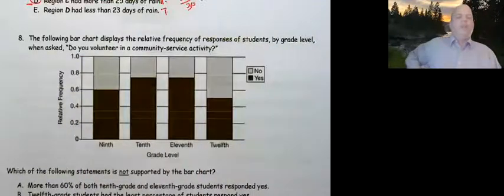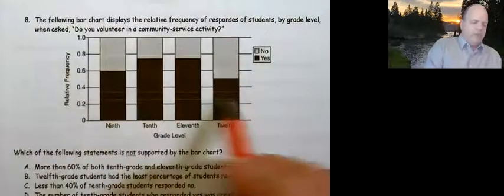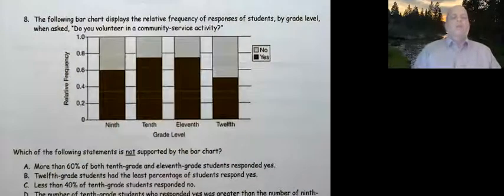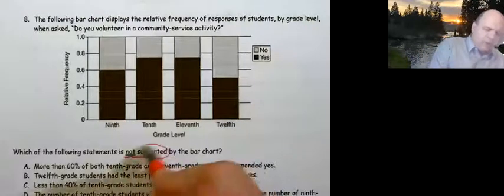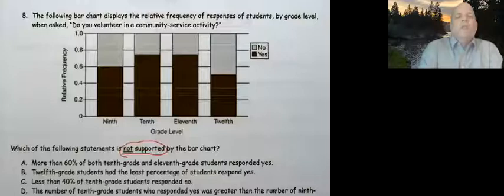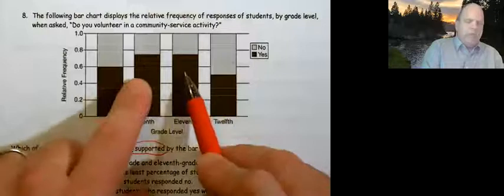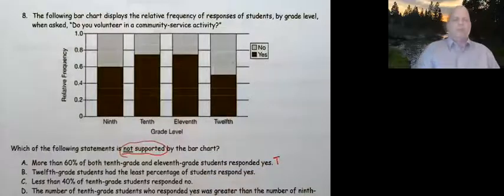All right, so which of the following, this is a nice segmented bar chart with the no's being up top and the yeses being in the dark. So more than 60% of both 10th grade and 11th grade, and again, this is a not supported. When it's not supported, I'm going to use a TF method of breaking things down. So more than 60% of 10th and 11th graders responded yes. Well, the yeses for both of them are above, so I'm going to say that's a true statement.